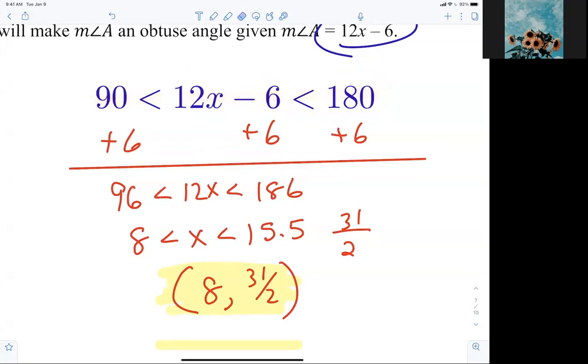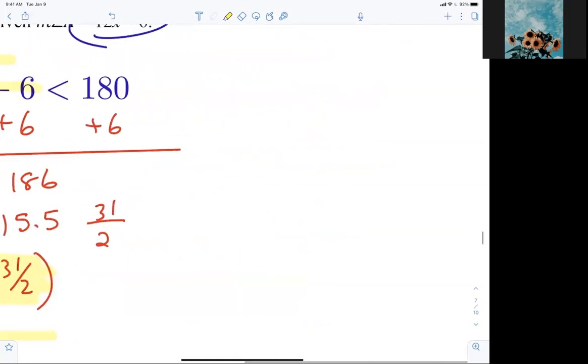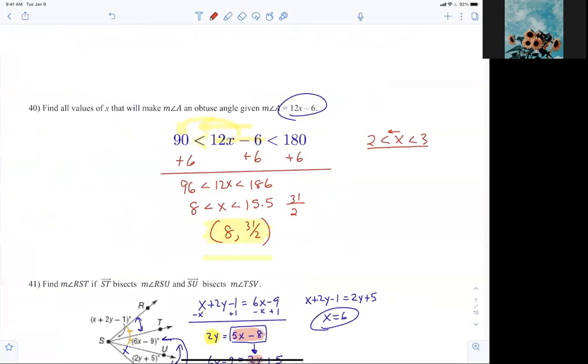Everyone's got to listen. Oftentimes with inequalities, you can read them backwards and they make more sense. Now I'm comparing 12x minus 6 to 90. I don't normally read this way, but if you read backwards, you say 12x minus 6 is greater than 90. You see what I'm saying? So anytime x is between 8 and 31 over 2, that angle will be obtuse. Again, if I said x is less than 3 and greater than 2, you don't say 2 is less than x and x is less than 3. You say x is between 2 and 3, or x is less than 3 but greater than 2, because you're reading the other direction. That's important too.